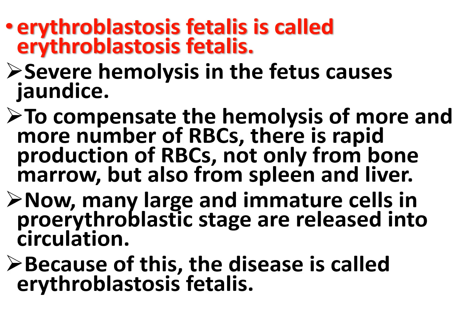Now, why is it called erythroblastosis fetalis? Severe hemolysis in the fetus causes jaundice. To compensate for the hemolysis of more and more RBCs, there is rapid production of RBCs, not only from the bone marrow but also from the spleen and liver. Many large and immature RBCs in the proerythroblastic stage are released into the circulation. Because of this reason, this disease is known as erythroblastosis fetalis.